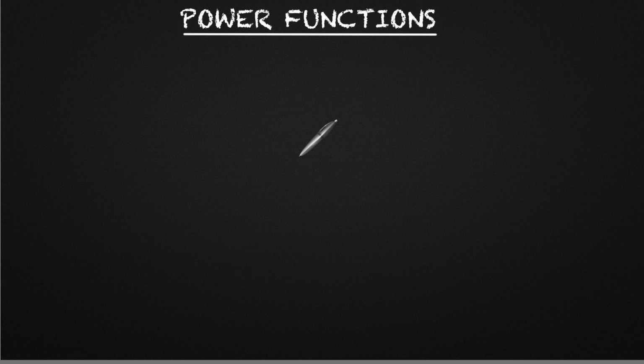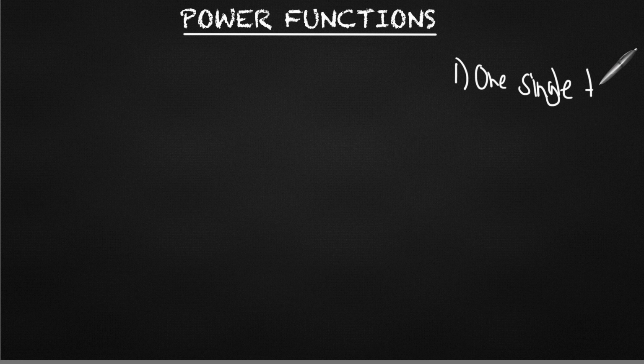Okay, today we're going to be talking about something called power functions. And in the last lesson, we talked about polynomial functions. But essentially, a power function is very simple. First of all, a power function is a function that is only one single term. That's the first thing. One single term. In other words, it can't have a term plus something else, minus something else.